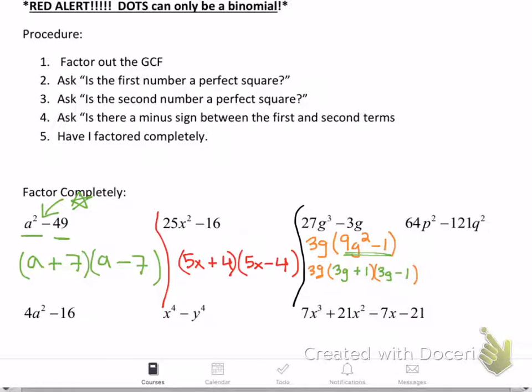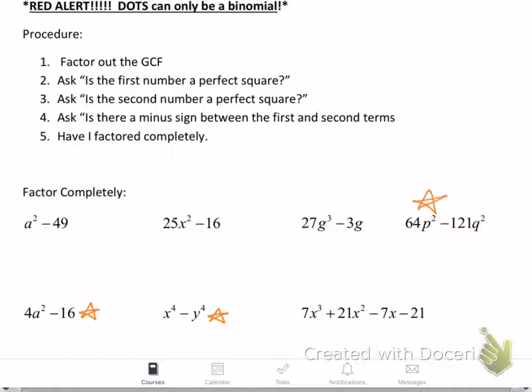Now, I'd like you to try these next ones here. These are going to be a little bit challenging. Please note that when you unpause it, I'm going to erase everything and go through these questions. The square root of 64p squared is 8p, so I'm going to have an 8p on both. The square root of 121q squared is 11q, so 11q on both. Since there's a minus sign in between, there's going to be a plus and a minus. It honestly doesn't matter which one comes first.